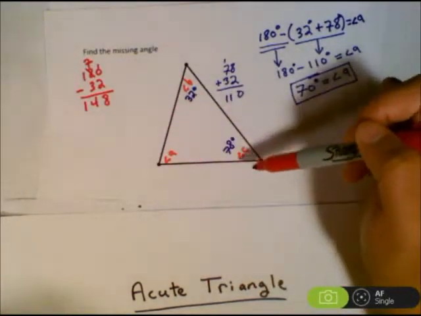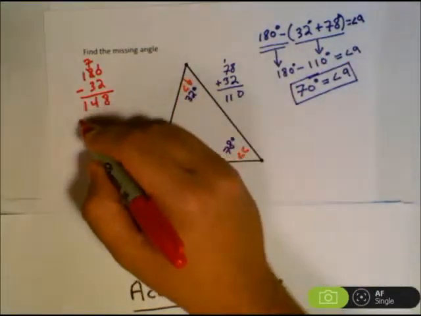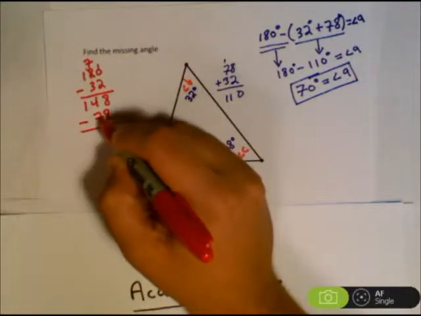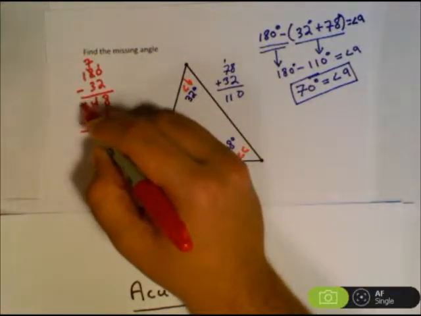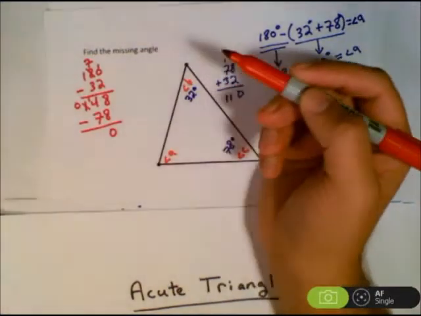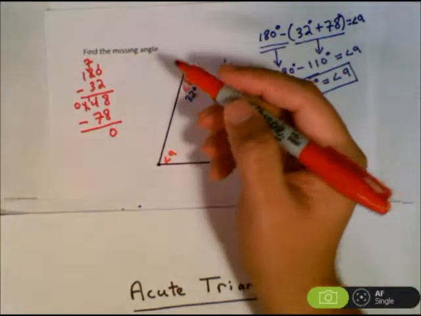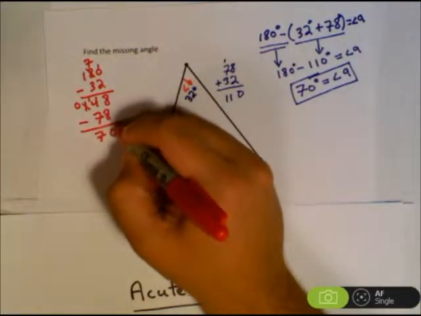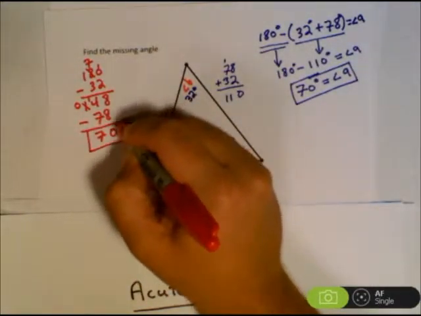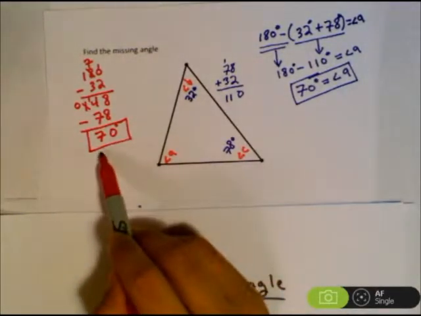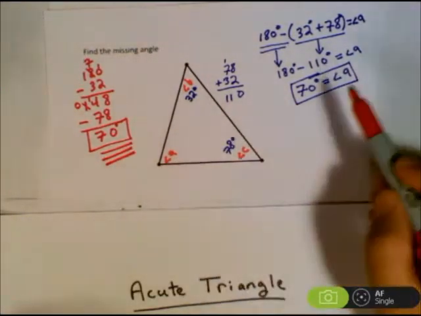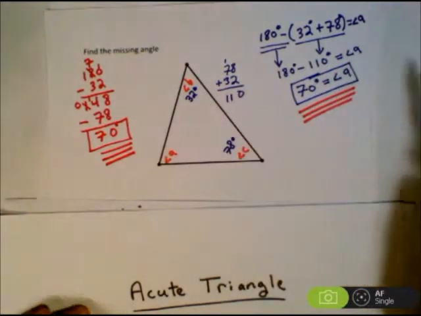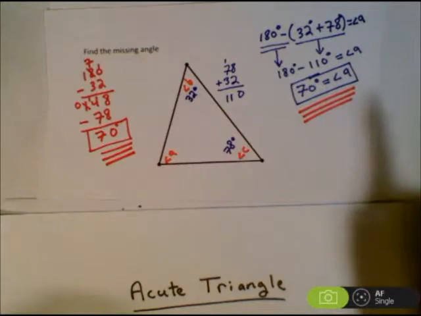Then I gave angle C $78, so we're going to subtract 78. 8 minus 8 is 0. I can't take away 7 from 4, so I have to borrow from the 1. That's going to be a 14. 14 minus 7 is 7. Now look at this. I have 70 degrees on this side, and I have 70 degrees on this side. It doesn't matter which way you do it. Whatever way works easier for you.